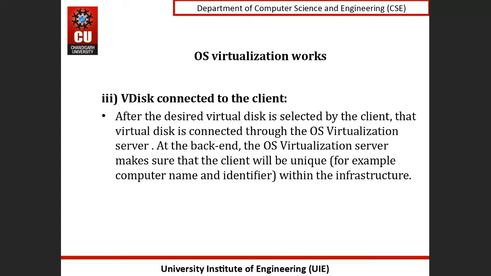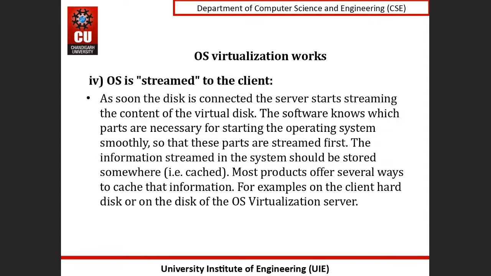At the backend, the OS virtualization server makes sure that the client will be unique, right? Same as when we have a network, any device on the network always has a unique IP address to identify it, right? The same thing is here in the virtualization server. The virtualized server may connect to different clients also. With this kind of identity, the vdisk is assigned, and it will identify that this client is unique, right?